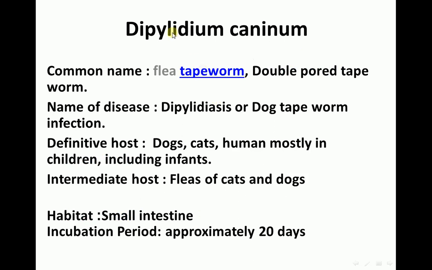The other parasite is Dipylidium caninum. Common name of this parasite, flea tapeworm, or double pore tapeworm, or dog tapeworm. Name of disease, dipylidiasis, or dog tapeworm infection. Definitive host, dogs, cats, human, mostly in children, including infants. Intermediate host, fleas of cats and dogs. Habitat in the small intestine. Incubation period approximately 20 days.